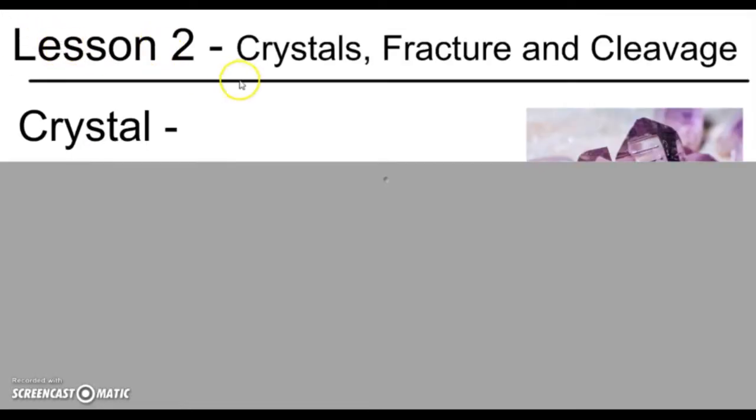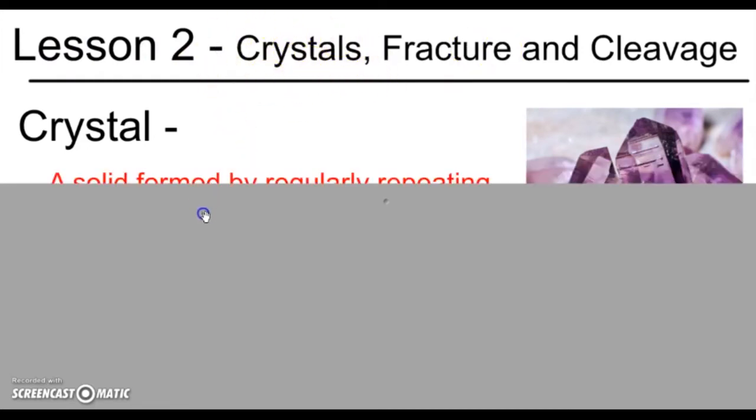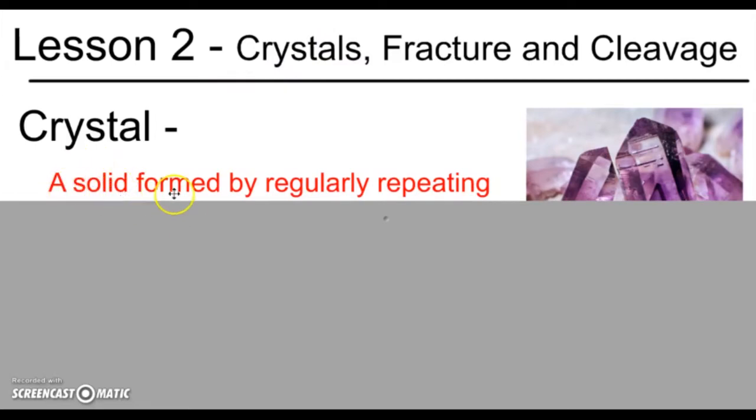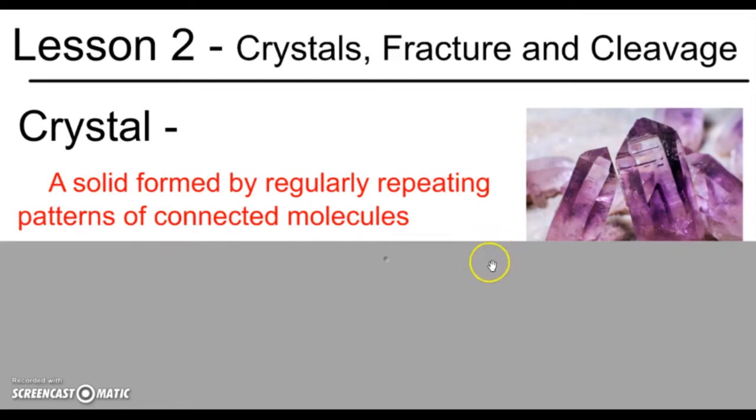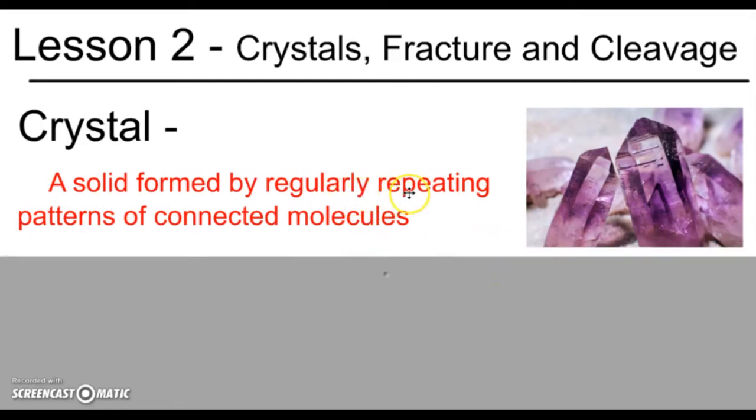So then here's lesson 2, crystals, fracture, and cleavage. We're going to go over all three of these. The first page talks about crystals. So crystals, a crystal is a solid formed by regularly repeating patterns of connected molecules. Okay, it's the regular repeating patterns that make up this crystal shape naturally.